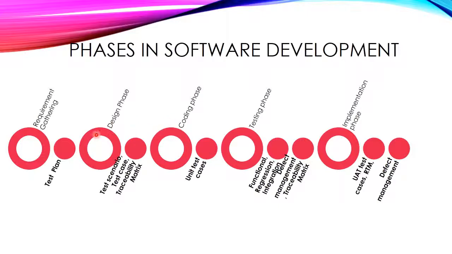Each of the phases has some kind of deliverable associated with testing. When requirement gathering is happening, we prepare the test plan. During the design phase, where the developer is working from the design perspective, the test scenarios and test cases are being prepared by the QA. When coding is happening, there is a form of testing which needs to be performed by the developer, called unit testing.